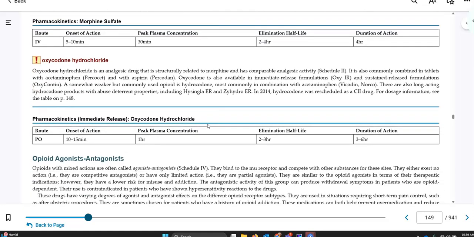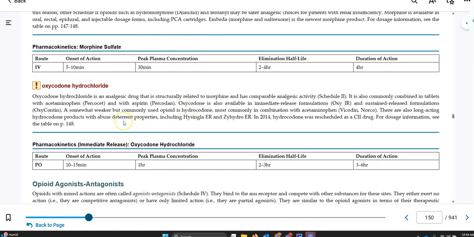And I believe our last one here is our oxycodone hydrochloride, which we can use in either an immediate release or a sustained release.